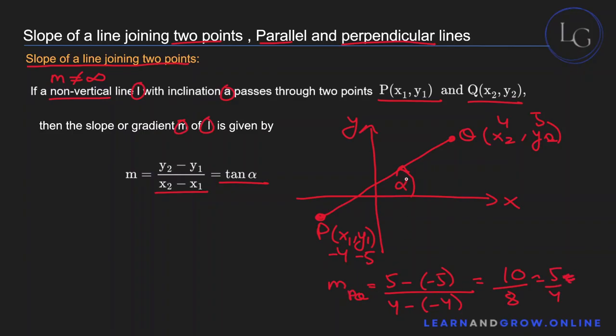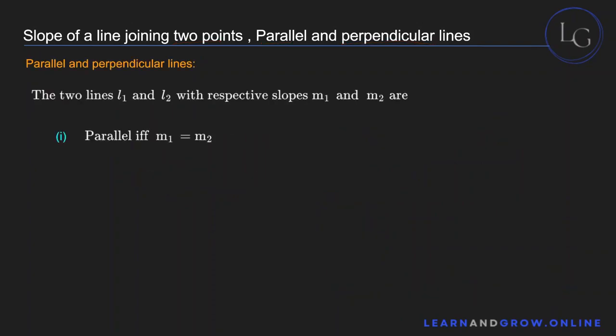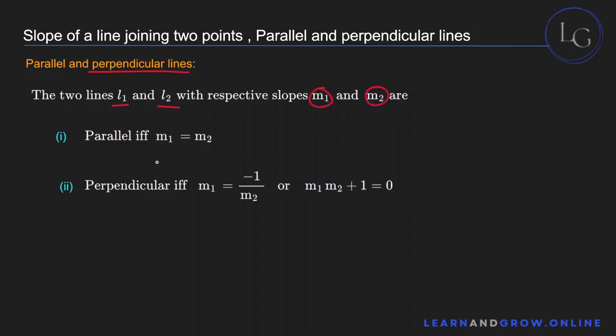Or you can find out the value of this angle and take its tangent to get the value of the gradient as well. All of these will be equal. Now let's see how parallel and perpendicular lines are related to each other. If you have a line L1 and you have a line L2 with their respective slopes as M1 and M2, these two lines will be parallel if and only if they have an equal gradient.